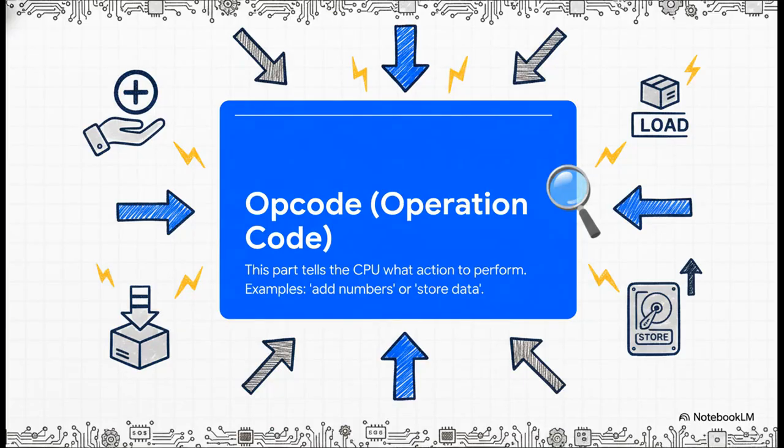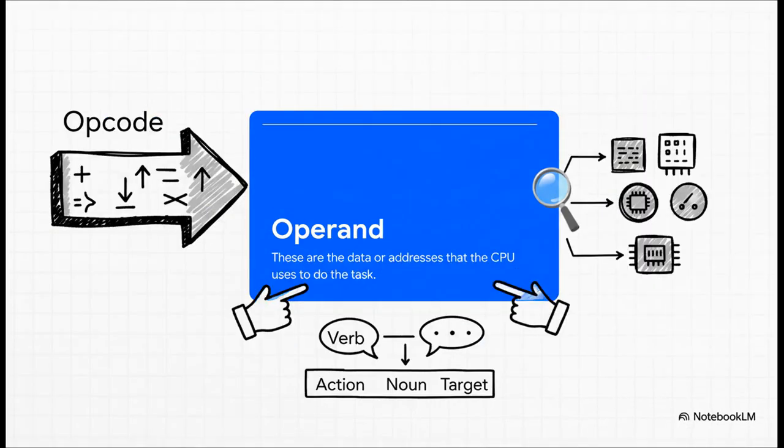Okay, the first part is called the opcode, which stands for operation code. The easiest way to think about it is as the verb of the instruction. It's the action word. It's what tells the CPU what to do, like add or load or store. And if the opcode is the verb, then you gotta have a noun. That's the operand. It's the thing that the action is happening to. So if the opcode says add, the operands are the numbers you're gonna add. If it says load, the operand is the place in memory you're loading from. Verb, meet noun. It's that simple.